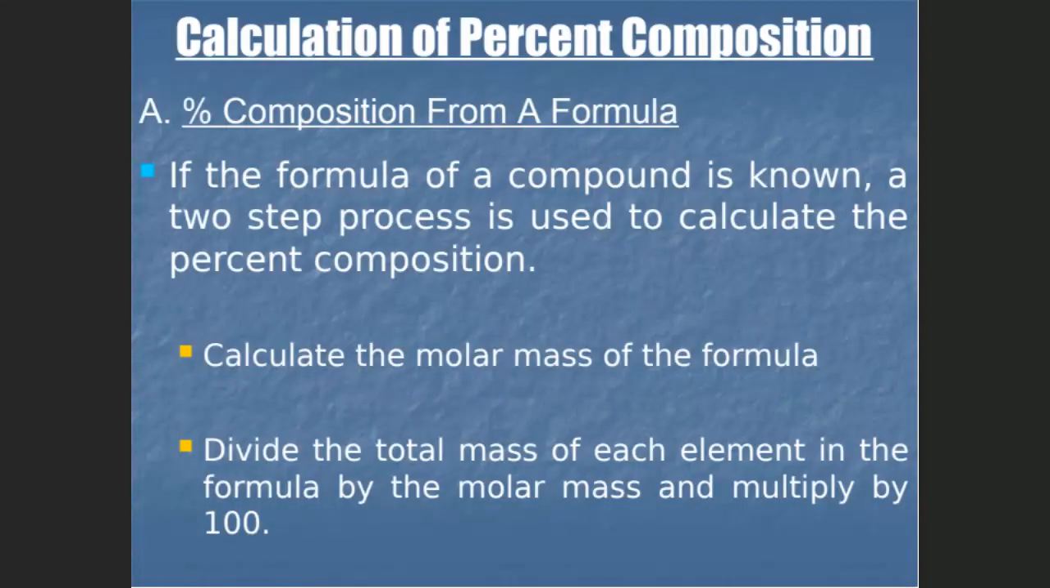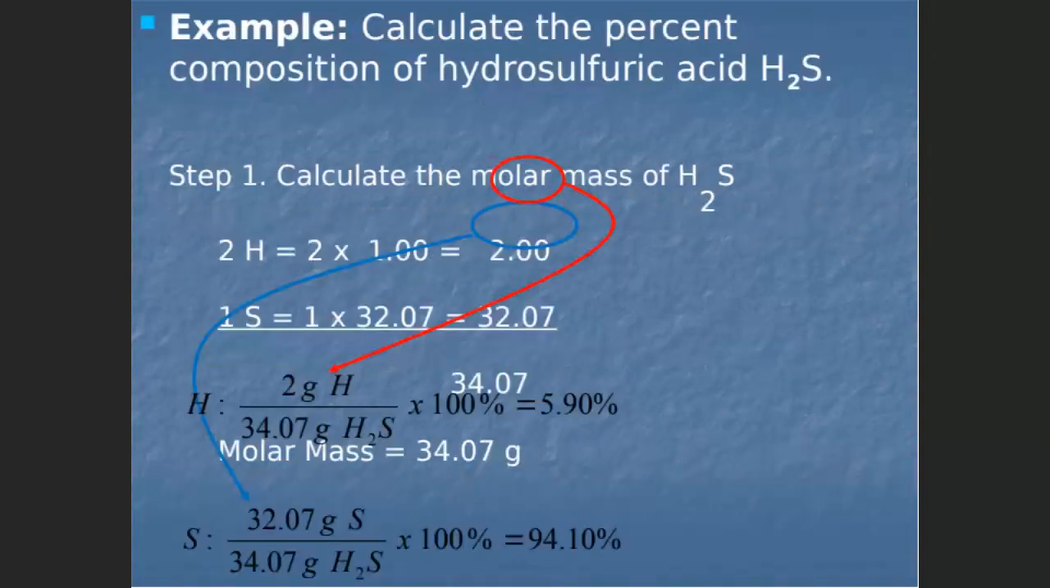So how can we calculate it? If the formula of a compound is known, a two-step process is used to calculate percent composition. First, we calculate the molar mass of the formula, then divide the total molar mass of each element in the formula by the molar mass and multiply by 100. Let's see how. Look here.